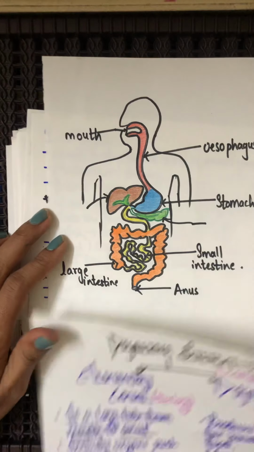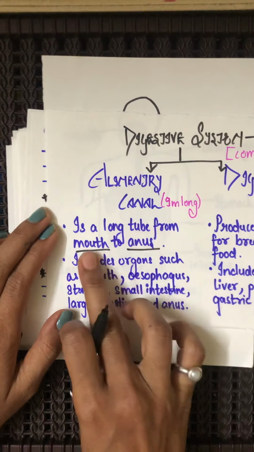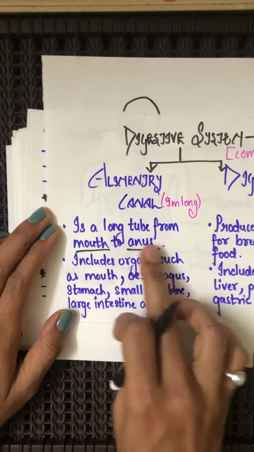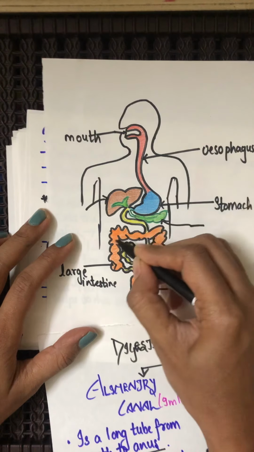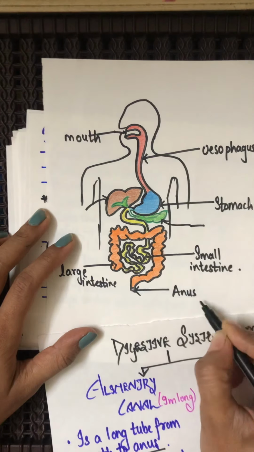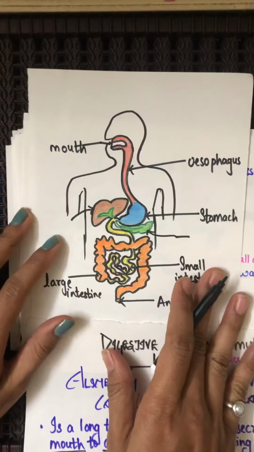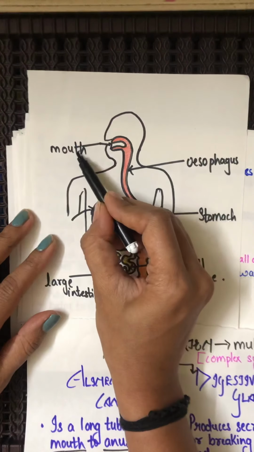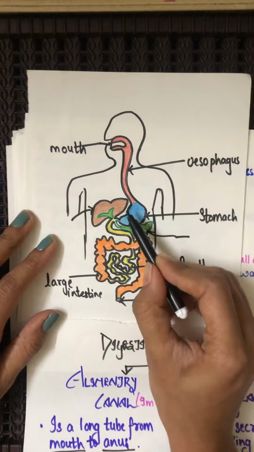So the alimentary canal is a long tube from the mouth to the anus. From mouth to anus, the tube is termed the alimentary canal. Which are the organs? We shall revise it. That is the mouth. The mouth leads to the esophagus. The esophagus leads to the stomach.